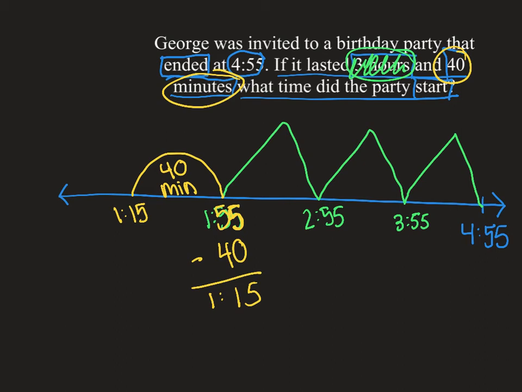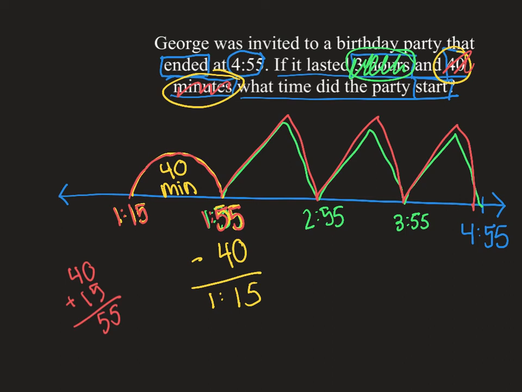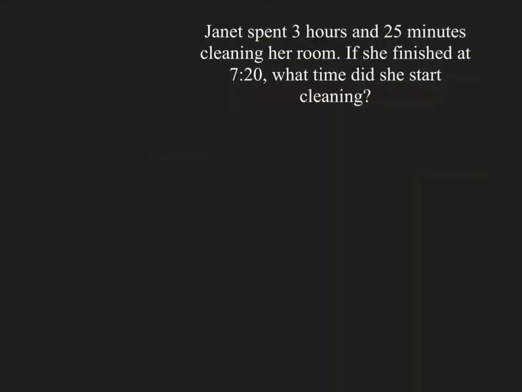So I'll show you all that in red. So if we have 1:15, and we add 40 minutes to it, you would do 40 plus 15, which gets you 55. So we would have 55. And then we're done with our 40 minutes. Then you jump 3 hours. 1, 2, 3. So you have 155 to 255, 255 to 355, and 355 to 455.